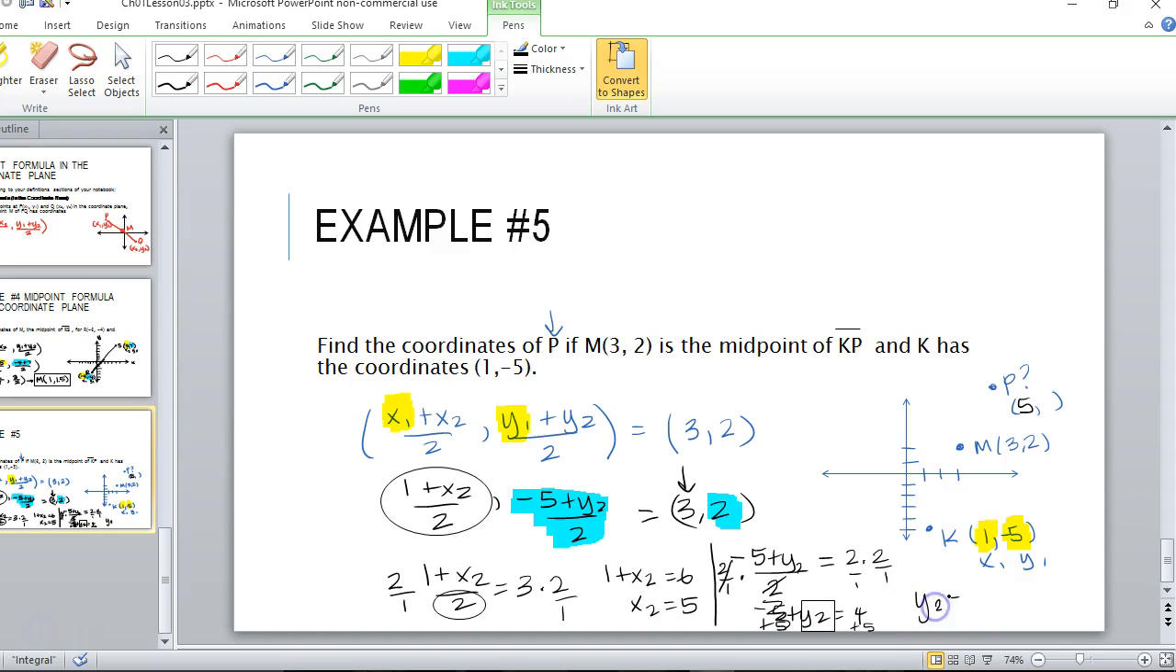So y2 equals 9. So (5, 9) are the coordinates for point P. That's the ordered pair for that point.